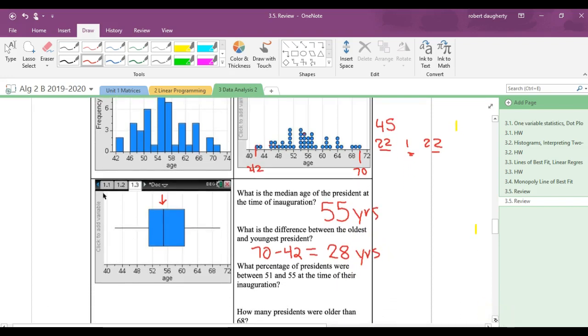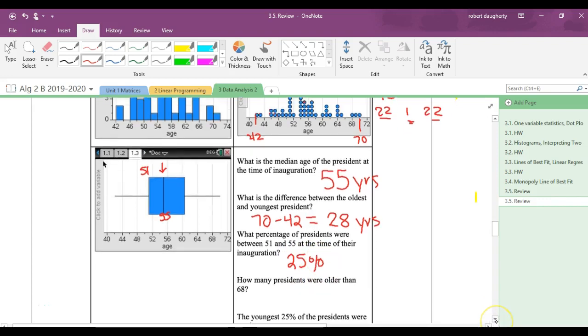What percentage of presidents were between 51 and 55 at the time of their inauguration? Okay, anytime I see that, I'm hoping that corresponds to a box plot. So 51, this is 51 right here. And then 55 is right here. So that tells me that this is a quarter of the data. So this is 1/4 over here on the whisker, this part of the block. So this is 25% of the presidents.